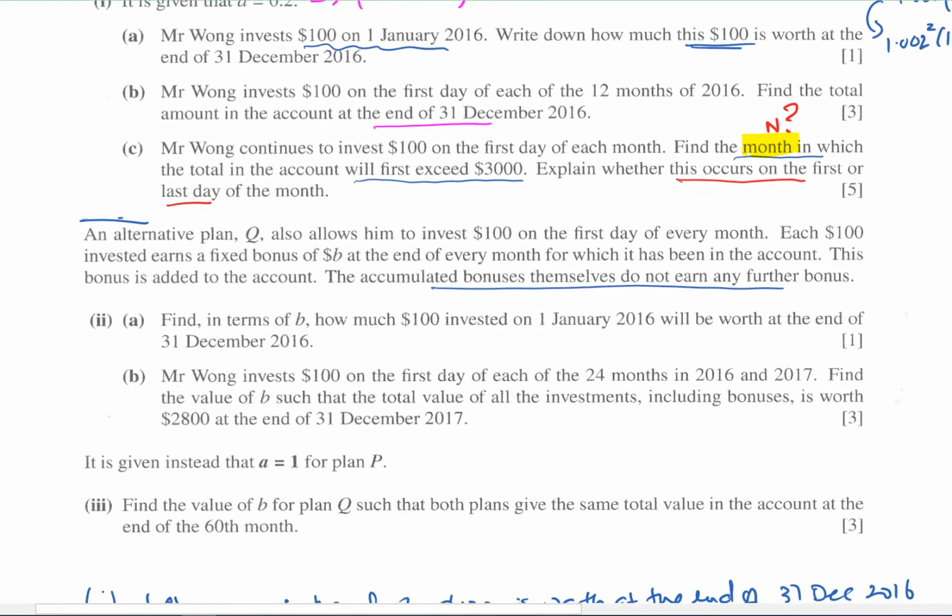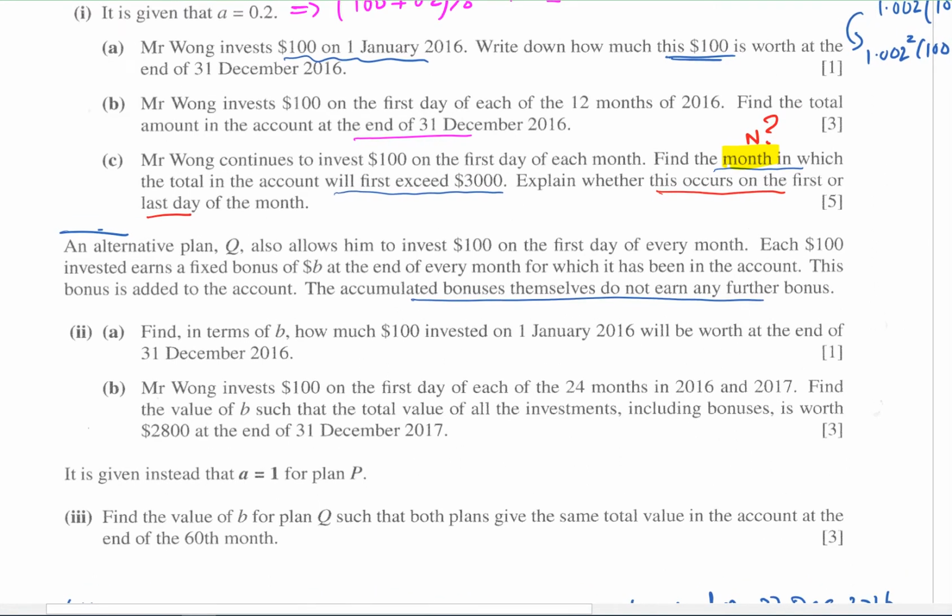Okay, so let's continue with the question, part 2A. Find in terms of B how much $100 invested on 1st January 2016 will be worth at the end of 31st December 2016. So we are again looking at, like part 1, only the first $100.